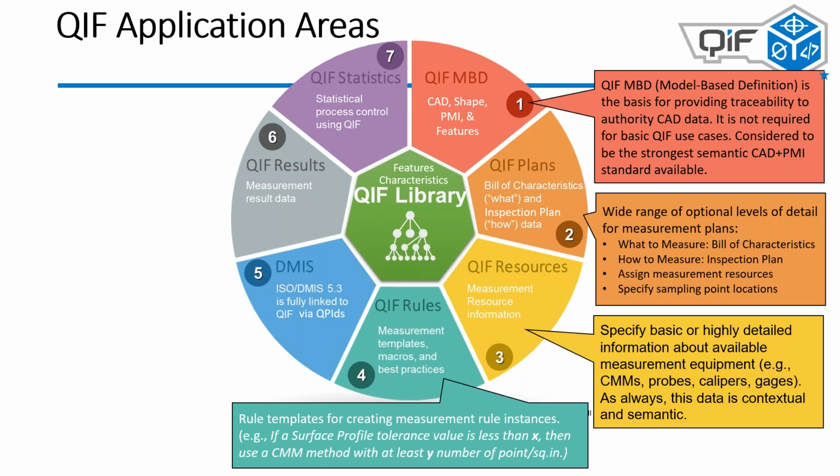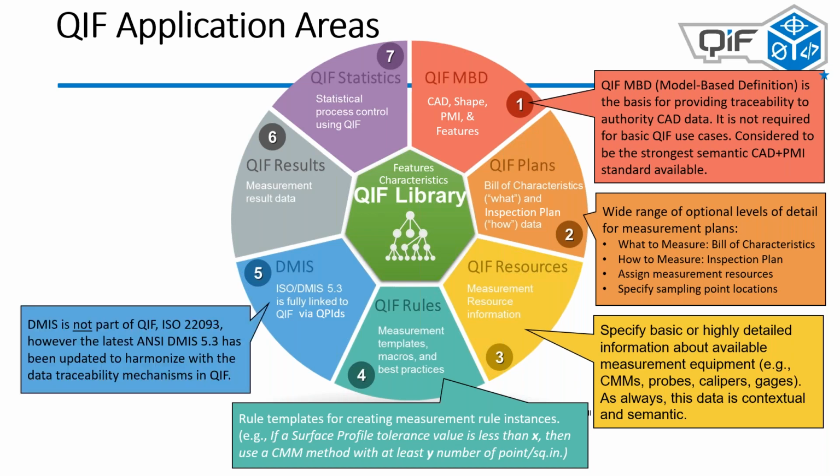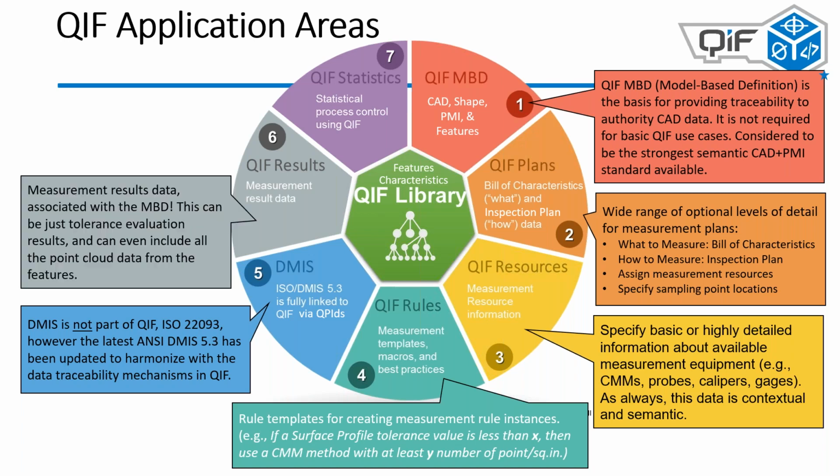Another area is rule templates for creating measurement rule instances. So an example format is, maybe you want to say, if I have a surface tolerance value of less than X, then use a CMM method with at least Y number of points. So this template helps you define some rules if you choose to do that. Then again, the DMSC standard is not actually part of the QIF, but it has been extended to be harmonized with data traceability with those QPIDs, as I mentioned earlier.